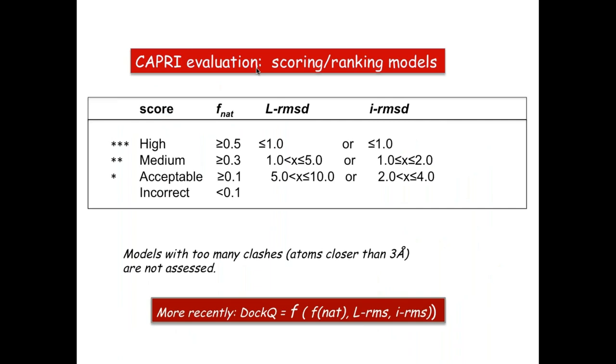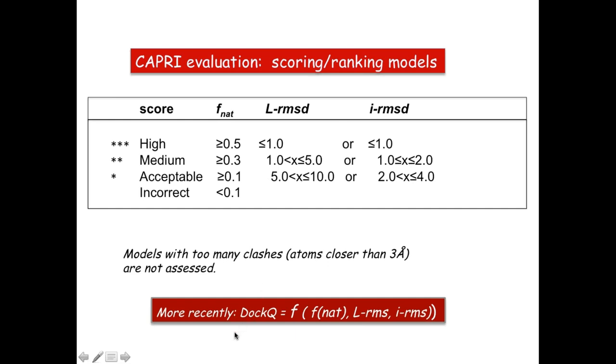Anyway, CAPRI evaluation, the scoring and ranking of models. What CAPRI has been doing over the years is being very lenient, just using ranges in terms of how good the interface is, rather than really having a continuous measure. So for high, you have a good interface where the number of recalled native contacts is at least 50%, and the ligand RMSD is smaller than one angstrom, or the interface RMSD is smaller than one angstrom. Acceptable interfaces are interfaces where the recall of the native contacts is at least 10%, which is not very much, and the ligand RMSD can be between 5 and 10, and the interface RMSD can be between 2 and 4. Also models with too many clashes are not considered.